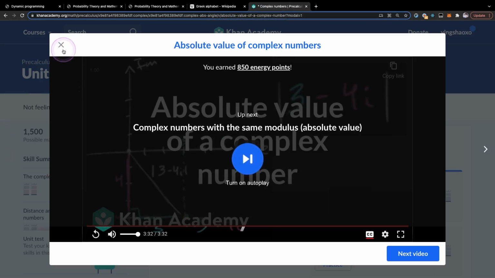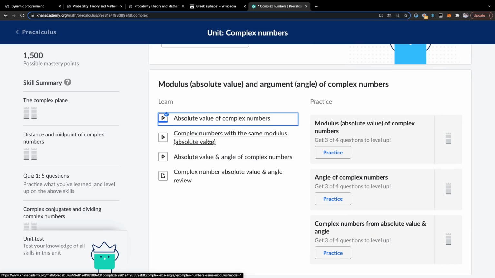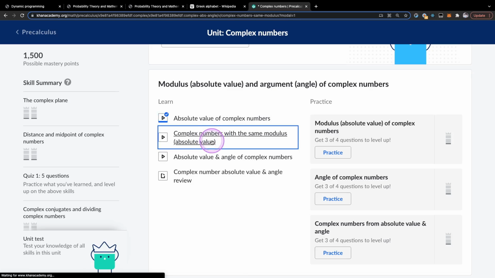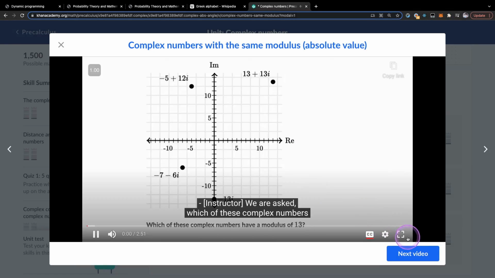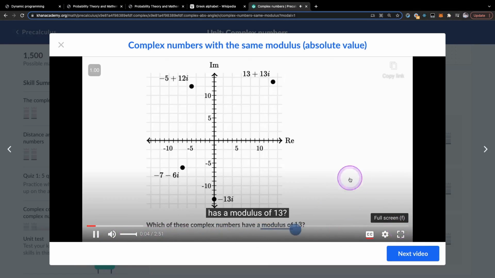Okay, the absolute value of a complex number is just applying the Pythagorean theorem to the real part and the imaginary part. That's all. And you can even use it in a reversed way. For example, if you know the absolute value, how can you calculate the imaginary part of that complex number? Let's get into it. We are asked which of these complex numbers has a modulus of 13.